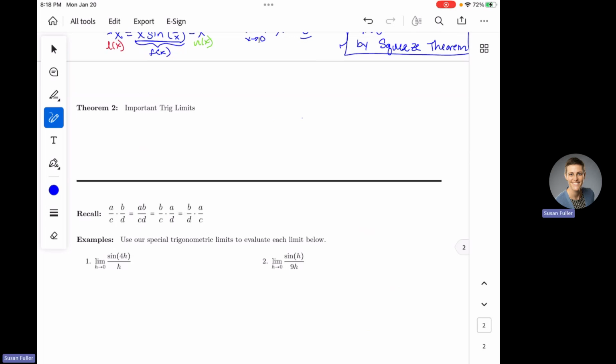So the way that we're going to do this is we need a couple of important limits that we're just going to be able to use. The first one is going to be the limit as x approaches 0 of the sine of x over x. And the other is the limit as x approaches 0 of 1 minus the cosine of x over x.